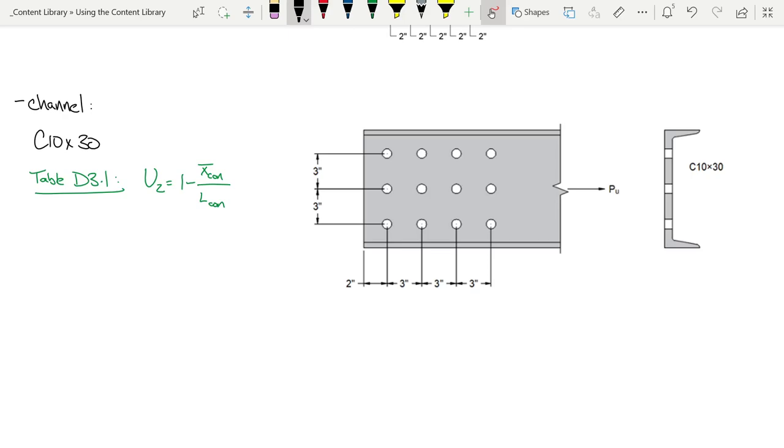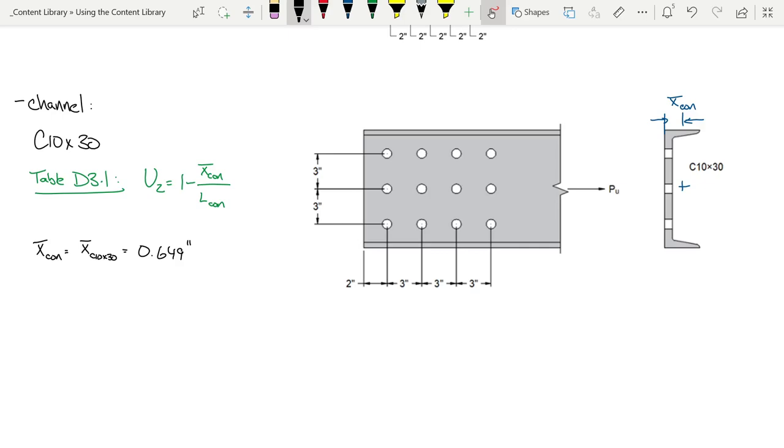Now, x bar is the distance from the connected face, which is going to be this back face right here, to the connection centroid. So that distance right there is x bar. What is x bar for this C10 by 30? He said 0.649 inches. So, are you looking up the x bar? Yes. And so 0.649 inches.